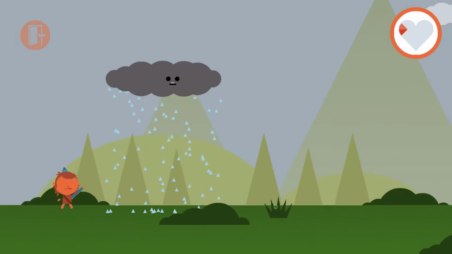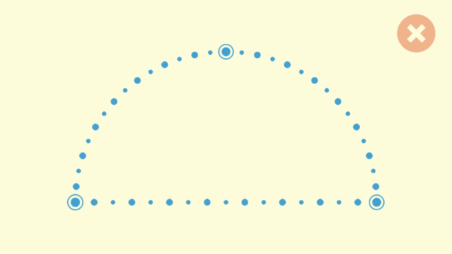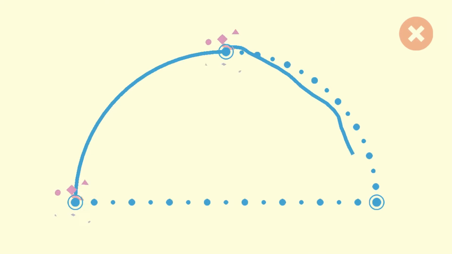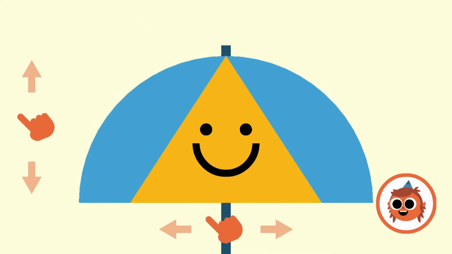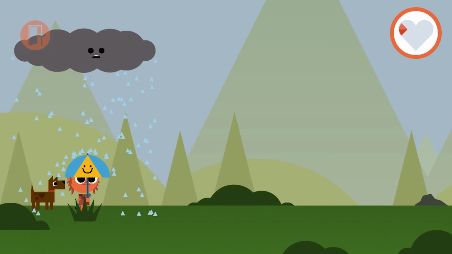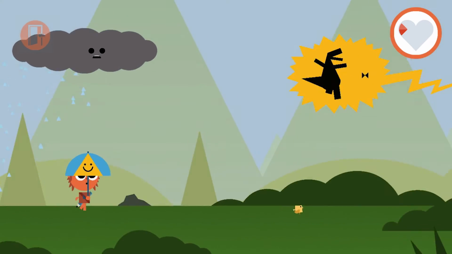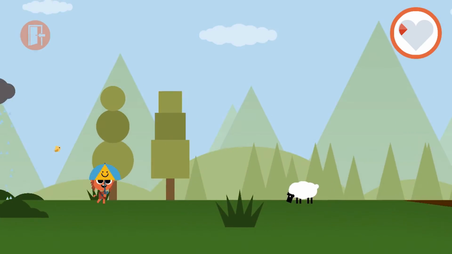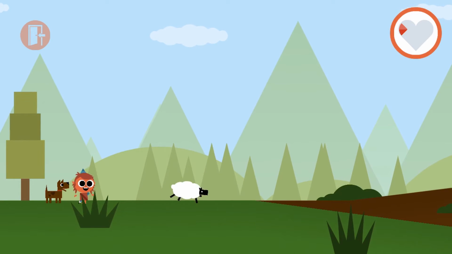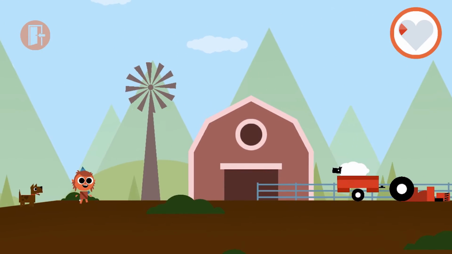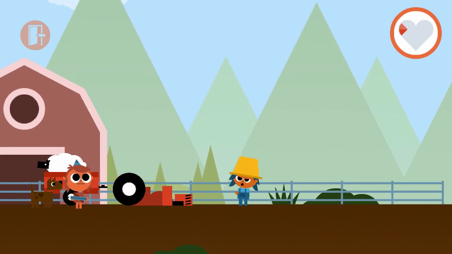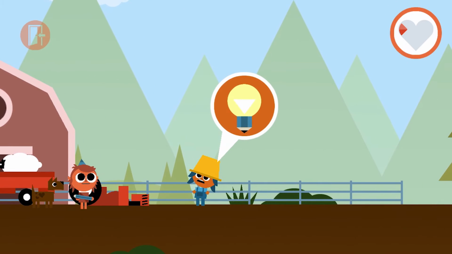Uh-oh, looks like we've run into some bad weather here. What do we need to fix this? A semicircle and a triangle makes an umbrella for Artie. Oh, who's that? Wait, come back. I think we have a case of a runaway sheep here. Should we help this farmer with his tractor?